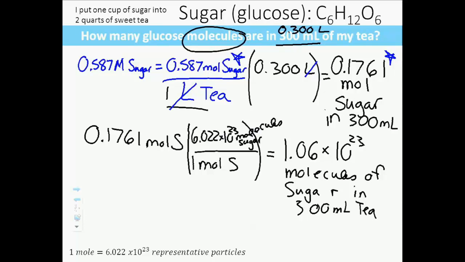So notice, a lot of sugar molecules are in my tea. Have you ever thought about that? Whenever you put just a cup of sugar into 2 quarts, think about how many molecules you just dumped into that thing. A lot. So think about scale and how it compares whenever you're thinking about concentration.